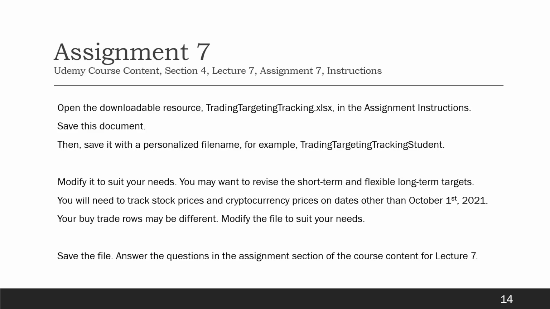You will need to track stock prices and cryptocurrency prices on dates other than October 1st, 2021. Your buy trade rows may be different because you may use a different date, and on that different date, the prices may be different. Modify the file to suit your needs. Save the file. Answer the questions in the assignment section of the course content for Lecture 7.